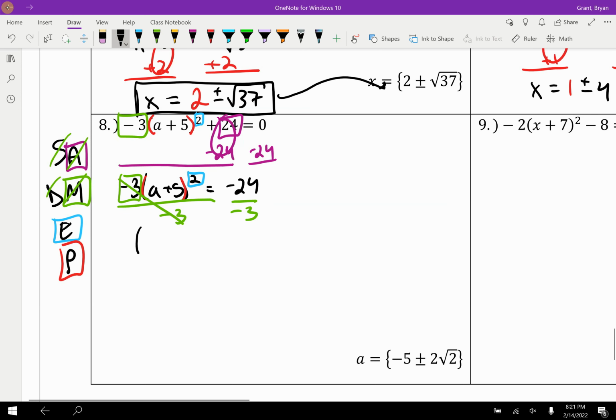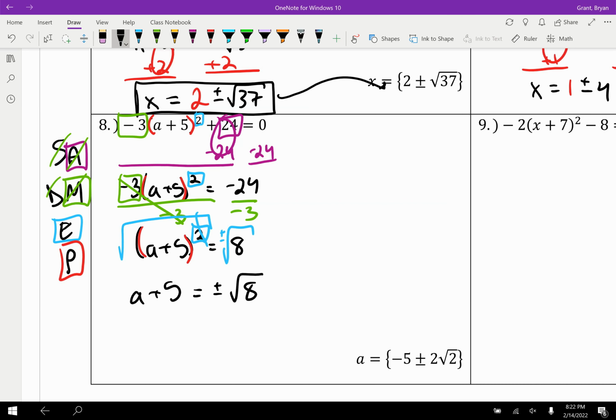This leaves us with a plus 5 squared equals, this looks like positive 8. Still have a square, and still have some parentheses to deal with. So we undo the square with the square root. Don't forget your plus minus. Leaves us with a plus 5 equals plus minus the square root of 8.